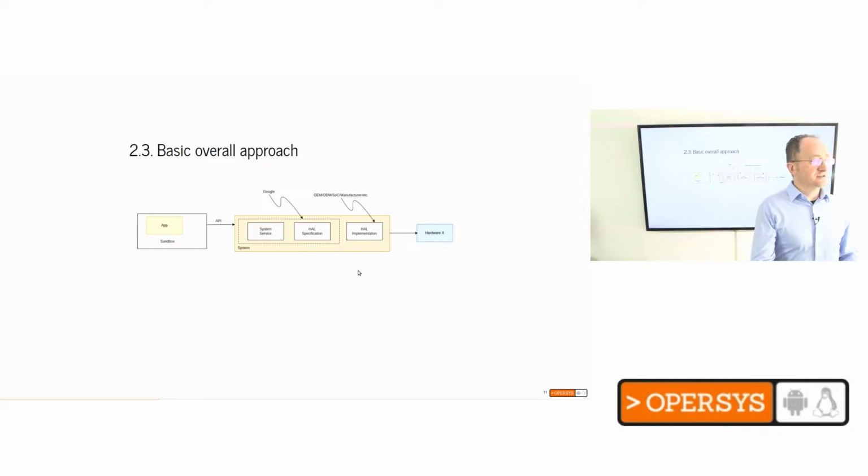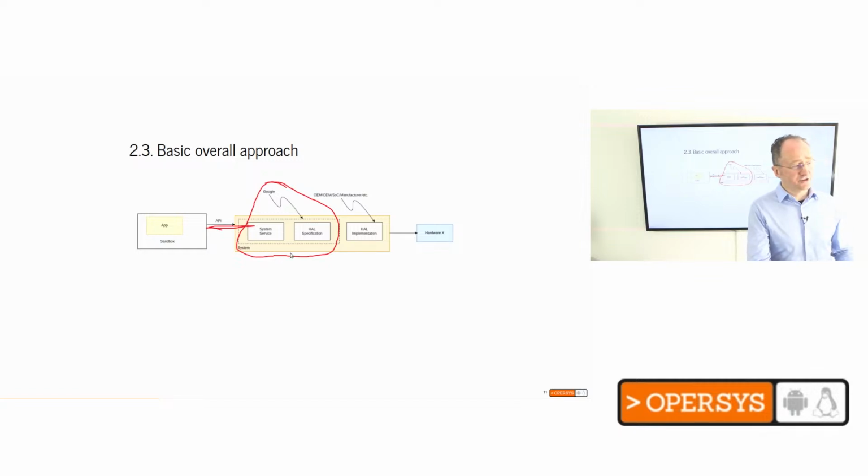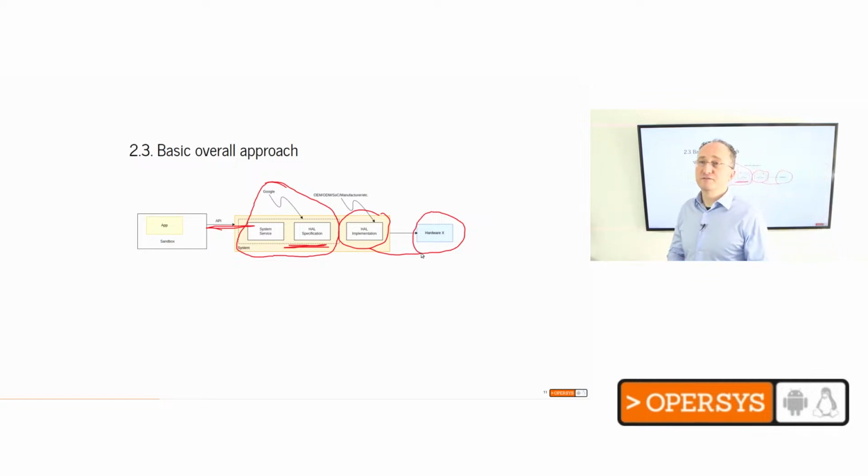Essentially, the system inside of Android is architected such that Google provides two things: system services, which are the main purveyors of the API that applications use. I'm simplifying a bit for those of you who know what I'm talking about. And then you have the HAL specification, which Google provides, and the manufacturers provide an implementation, and this actually talks to the manufacturer's hardware. Simple enough. At least that is the overall architecture.